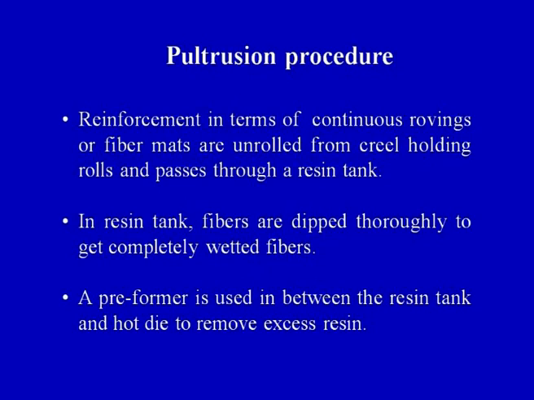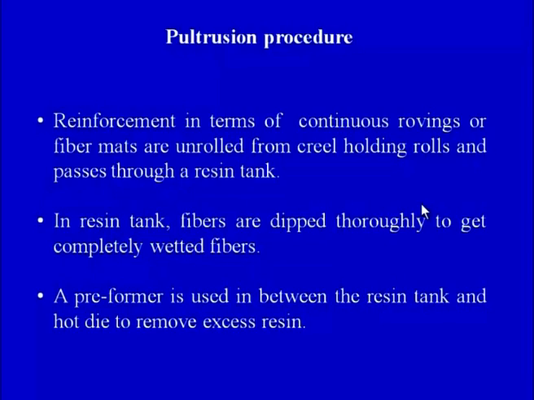In the pultrusion procedure, reinforcement in terms of continuous rovings or fiber mats are unrolled from the creel, holding rolls, and passes through the resin tank. So there are creels which hold the rovings, and from these rovings the fibers will come out. All of us have seen threads rolled on the various types of rovings. In our household also we use needle and thread to stitch the clothes.